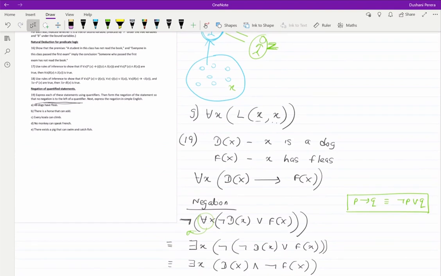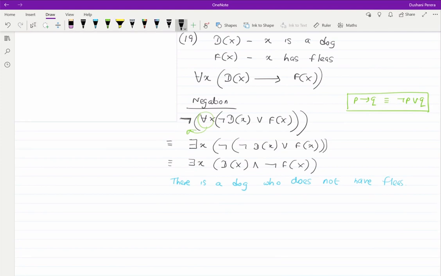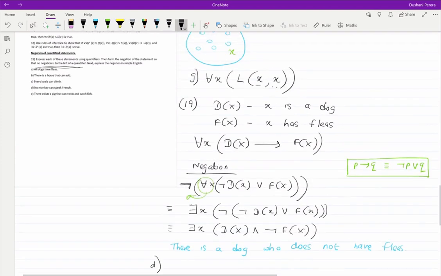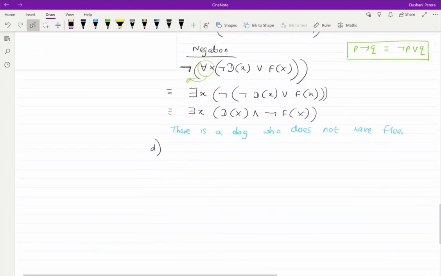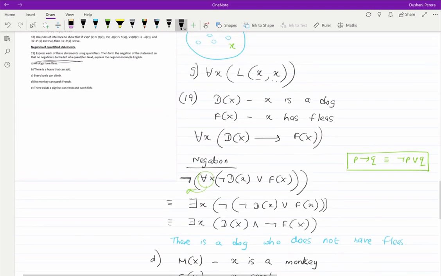And now let's go to part D. No monkey can speak French. Okay, let's say that Mx represents that x is a monkey. So what I'm doing is I'm defining my predicates. Mx is x is a monkey. And let's say Fx is x speaks French.